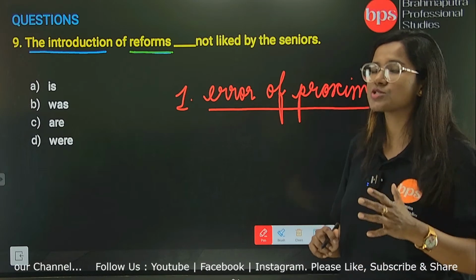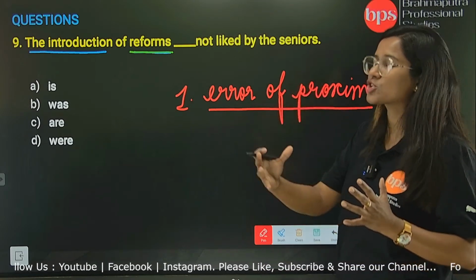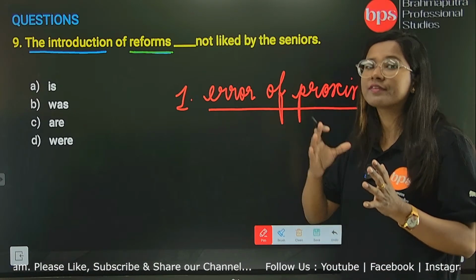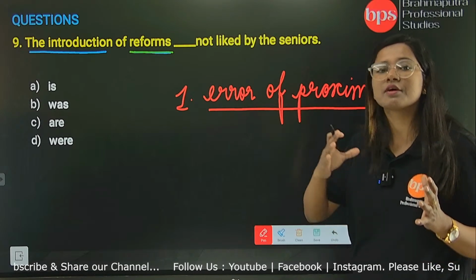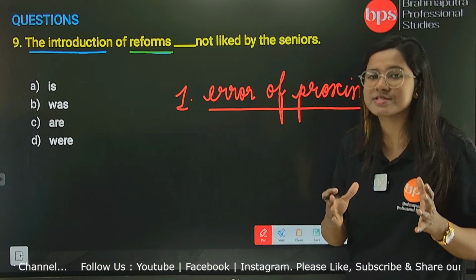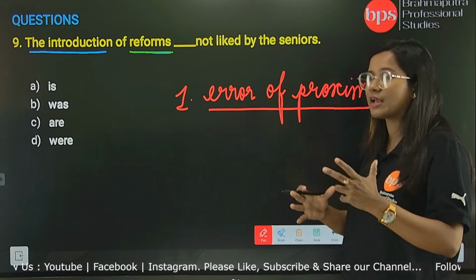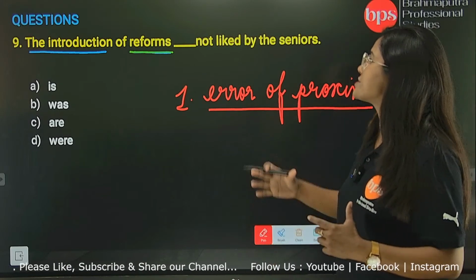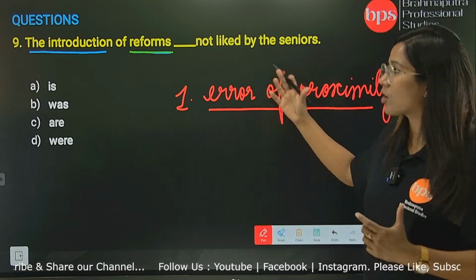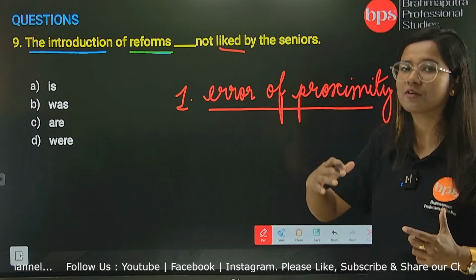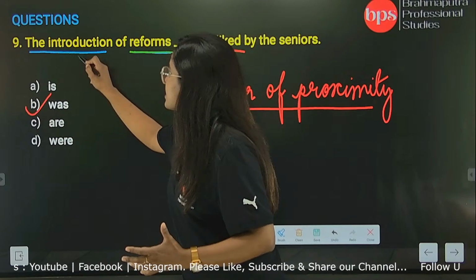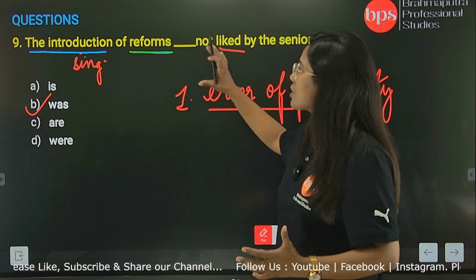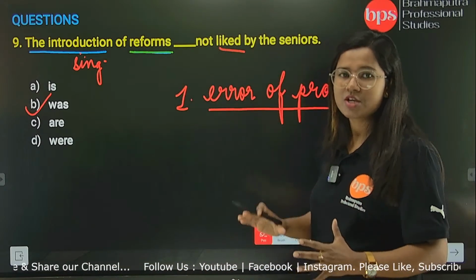So what the sentence is trying to say is the introduction of reforms. That is, the concept, the idea is introduction, not the reforms. The introduction of what? The reforms. But the idea of introduction is to be noticed here in reference to understanding the sentence: the introduction of reforms dash not liked by the people. Now because it is in the past tense, we will not put is here, we will put was, because introduction is the singular idea and it is not referring to the reforms. So the introduction of reforms was not liked by the seniors. So you are getting the idea.